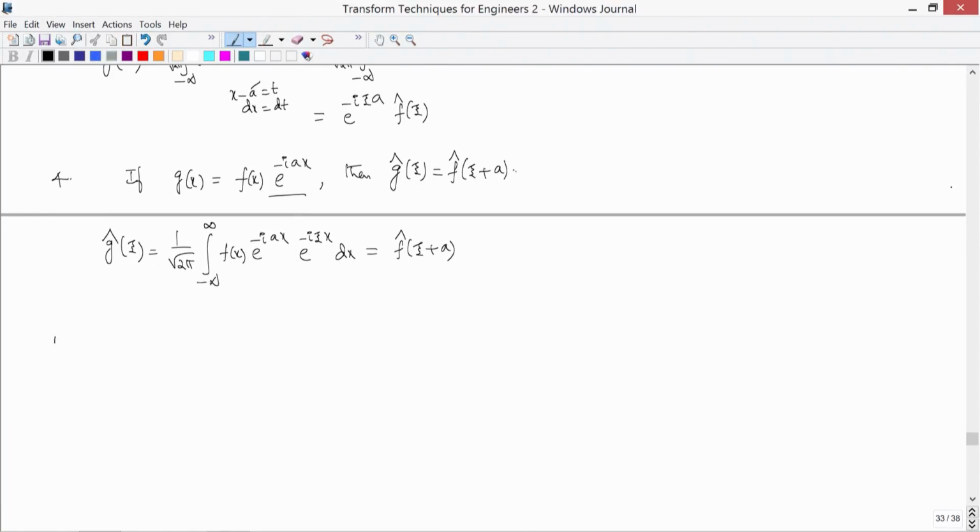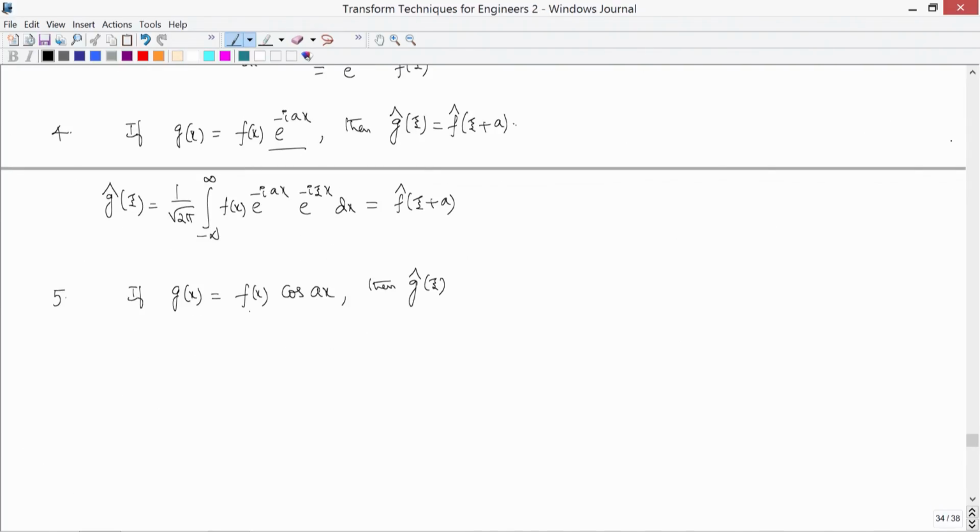Another important thing is a modulation kind of property. If g of x is f of x times, instead of e power minus I a x, you simply have cos a x, then what is the g cap of xi? It is called modulation because this signal you multiply with this cosine function. So it's a kind of modulation. You put it in the oscillatory form, f x into cosine part. So what happens to this?